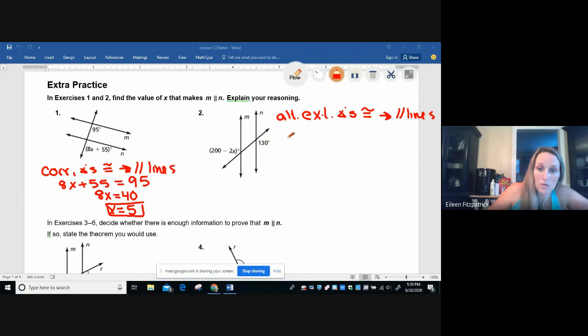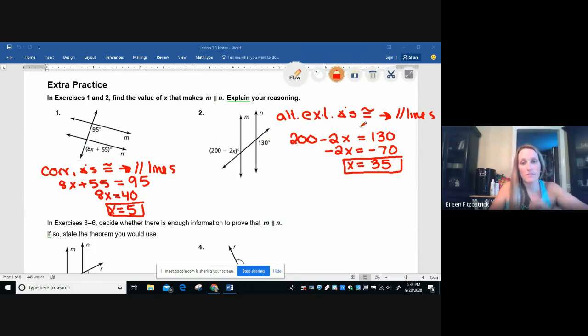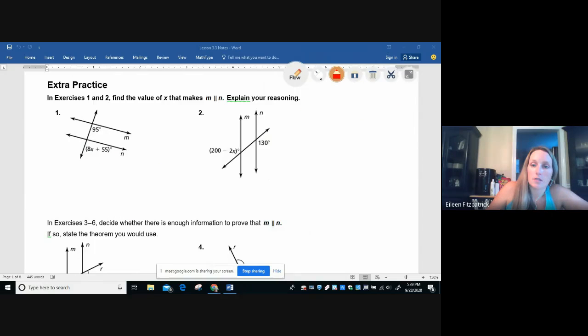So I'm going to set them equal to each other. 200 minus 2x equals 130. I'm going to subtract 200 from both sides. So I get negative 2x is equal to negative 70. Divide both sides by negative 2 and you get x is equal to a positive 35. Okay. All right, let me scroll down.